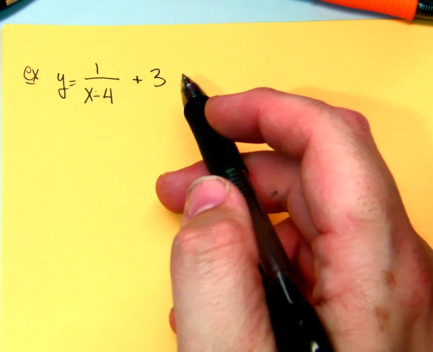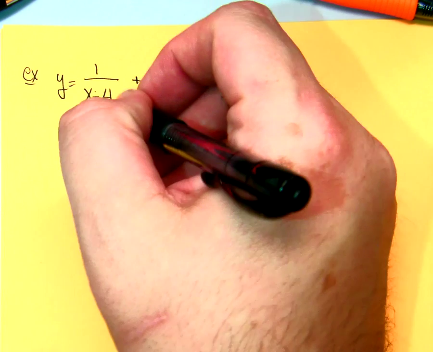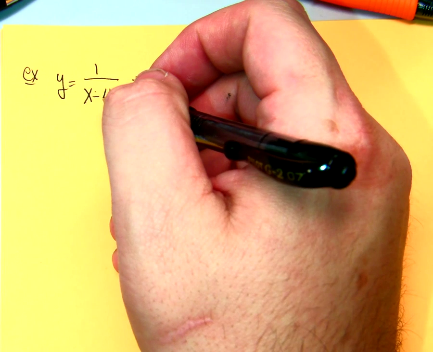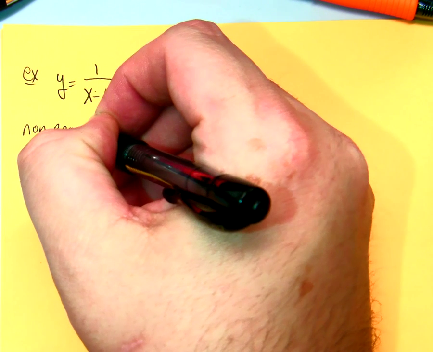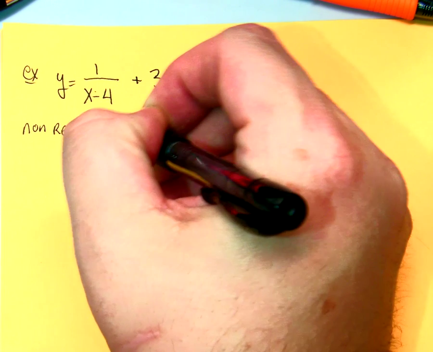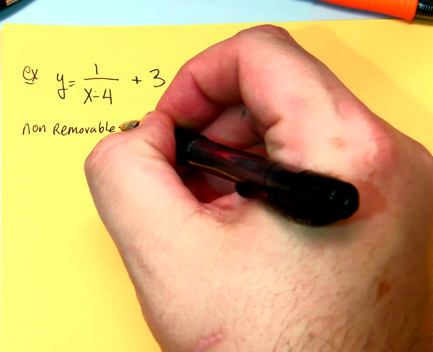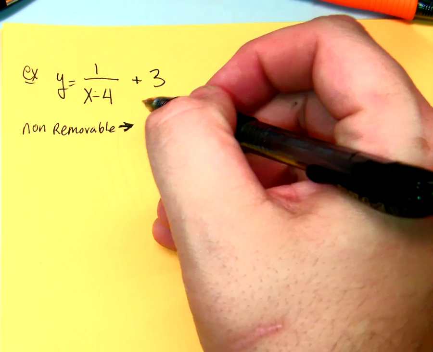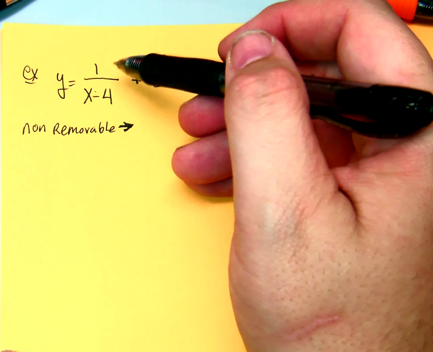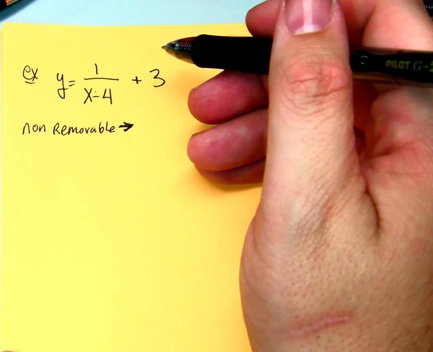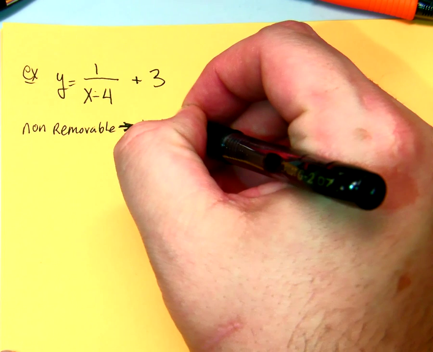Now, is there a value of x where this is undefined? Yeah, 4. At 4. Now, is it removable or non-removable? Okay, so we got non-removable. Remember when it was removable? That's when you could factor out something, right? It's non-removable because there's no x minus 4 in the numerator. So we can't divide out x minus 4. So if it's non-removable, we get a vertical asymptote.